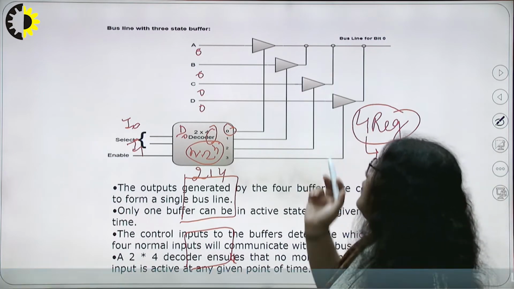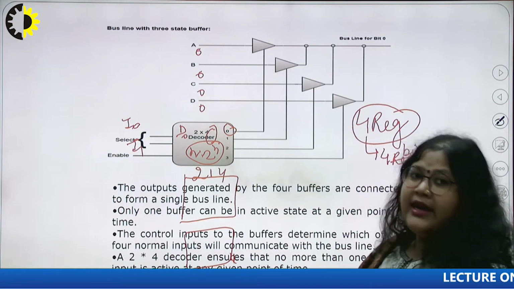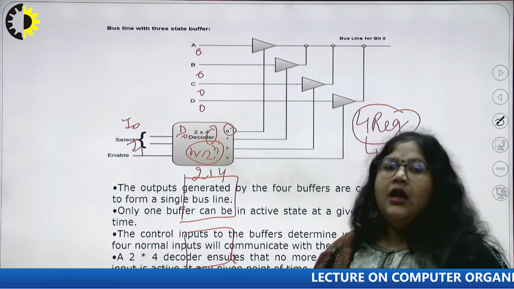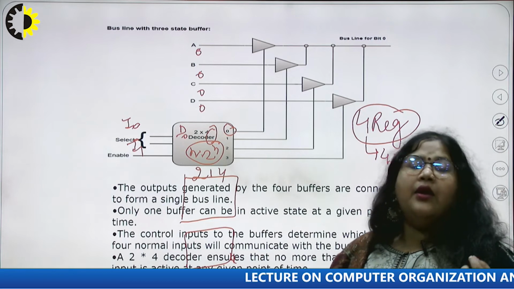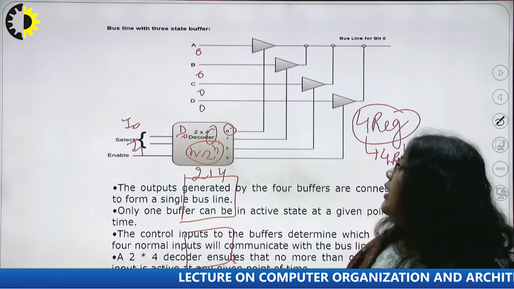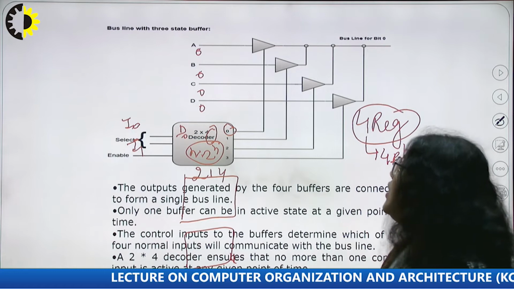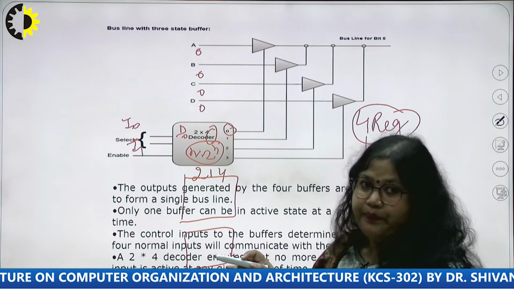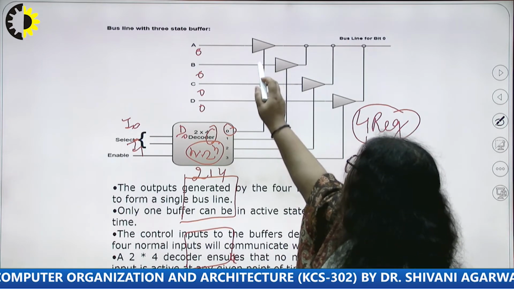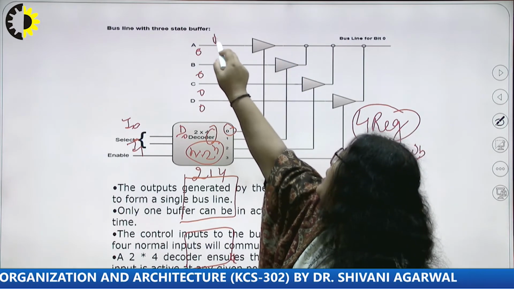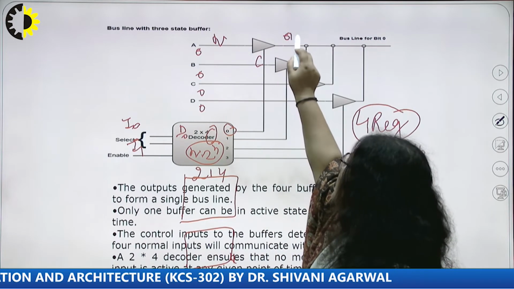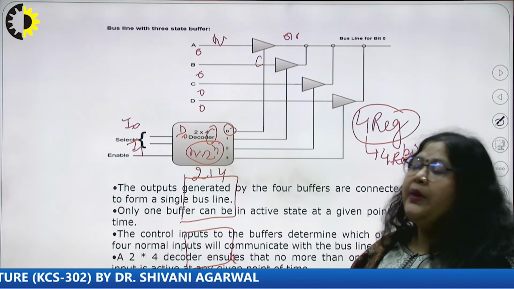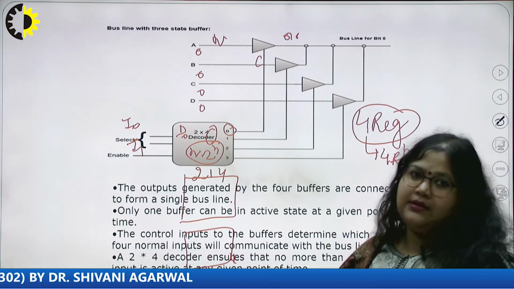So there are 4 tri-state gates for the 4 inputs, because each register has 4 bits. Take the first bit of each register. So it is A0, B0, C0, D0 for decoder 0. And there are the tri-state gates. This is the normal input, this is the control input, and this is the output. So this is the construction of the tri-state gate for each bit of each register, right?